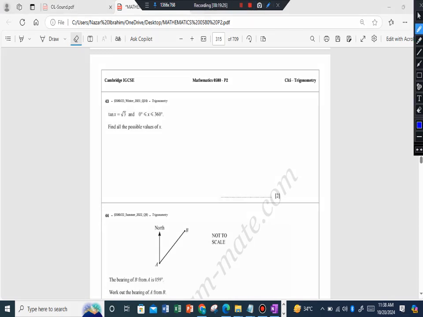Question number 43. Tangent x is equal to root 3, right? A positive value. The range is 0 to 360. That is, it cannot be negative. Find all the possible values of x. Let's first take out the first value, right? So x is equal to tangent inverse root 3. Let's see what angle we get, right? So shift tangent inverse, putting in the calculator root 3, we are getting 60 degrees, right? So the first angle which we are getting is 60.